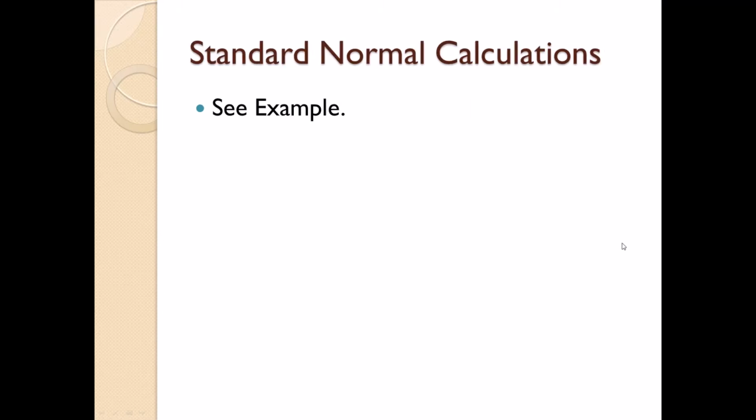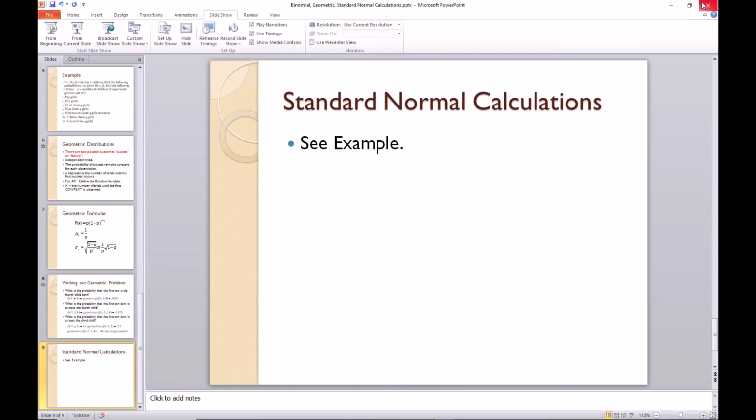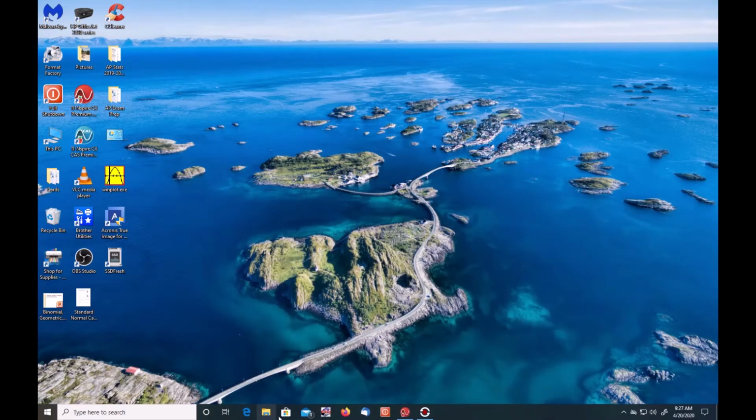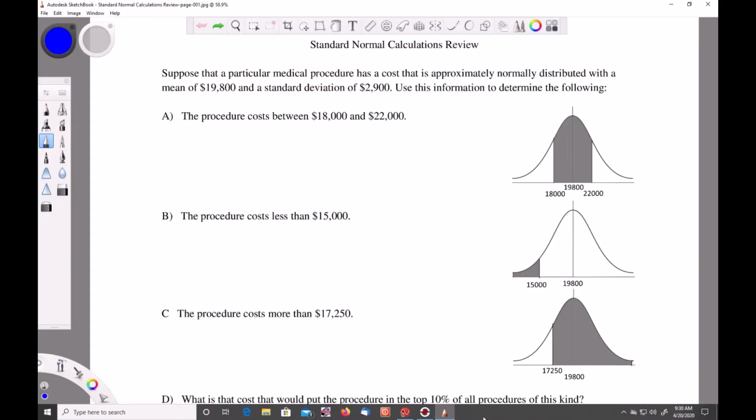So standard normal calculations, let's go ahead and get out of here. I can get this thing to escape. All right. And I don't know that we'll need this, but we'll just keep it open. Why not? All right. So let's see here. I'm going to go ahead and pause for a second.